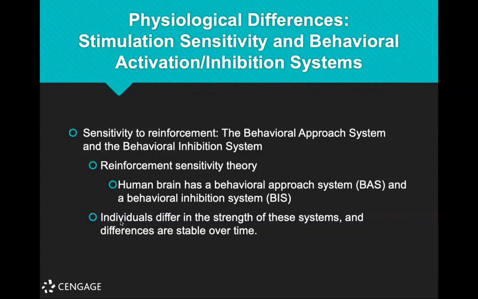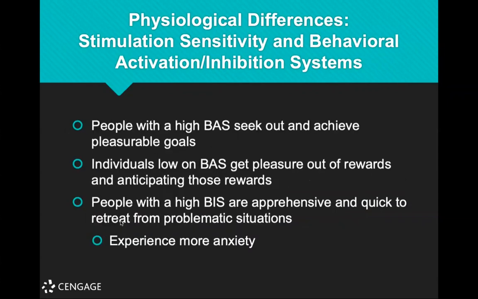So the findings said that people with a high BAS seek out and achieve pleasurable goals. Individuals high on BAS get pleasure out of rewards and anticipating those rewards, right? They love to go out, seek pleasurable activities, get rewarded. Even the anticipation of those rewards, like experimenting, being open, trying out new things, gets them going.